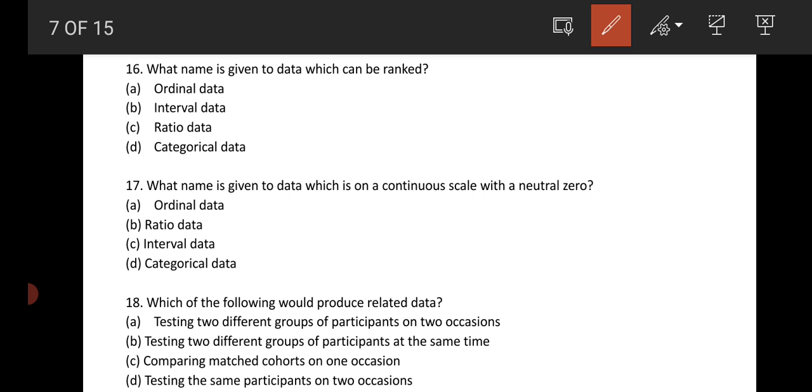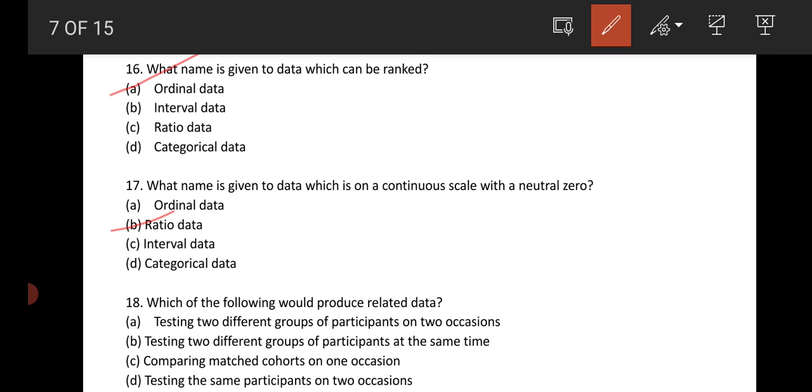What is a number given to data which can be ranked? In a given set of data, if ranking is done, then we are using the ordinal scale of data. What name is given to data which is a continuous scale with a neutral 0? If a 0 is present, then ratio data is being used.